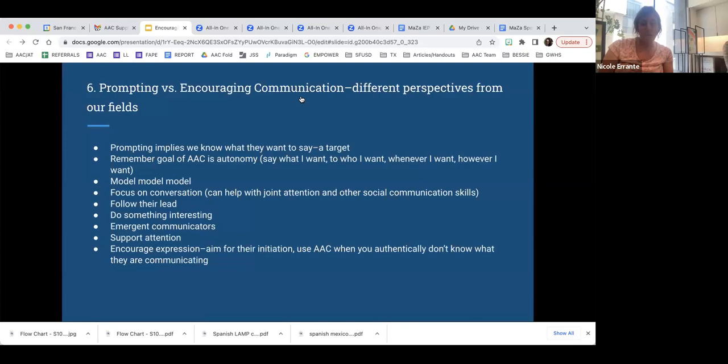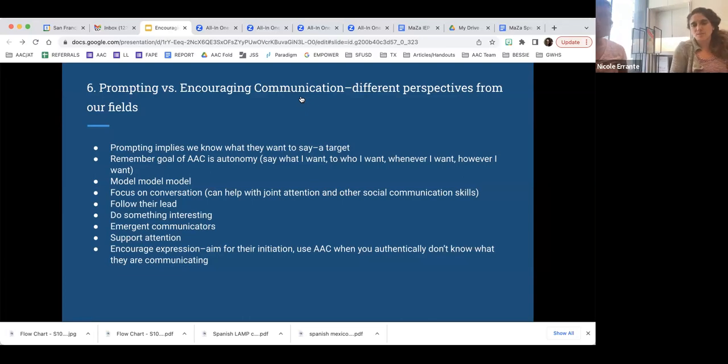And the last one is, when we really don't know what they're saying, that's a good time to use AAC. Like, are you thinking about something to eat? Are you thinking about your mom? I think you feel sad. I'm not sure what you want, is it a toy? That's a good time to do some kind of open-ended modeling.